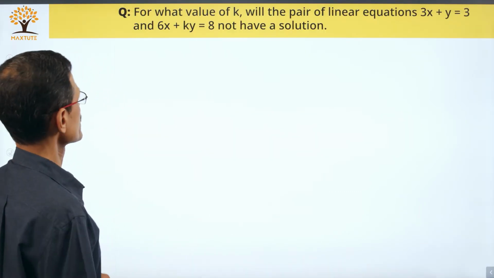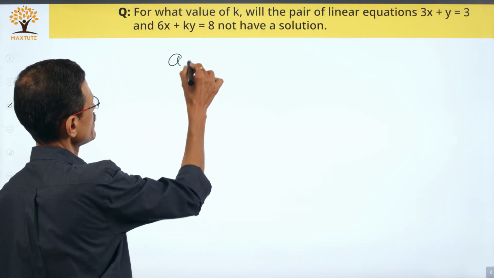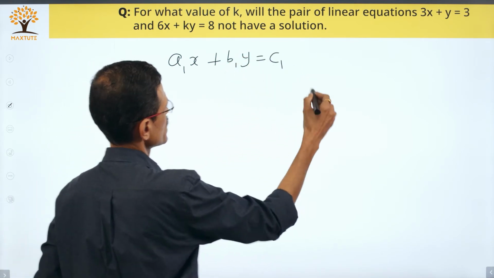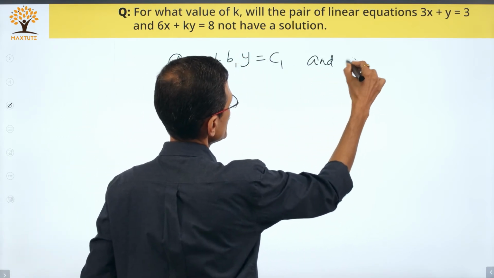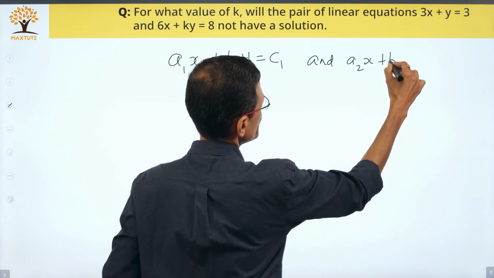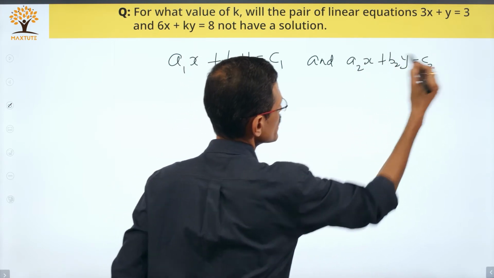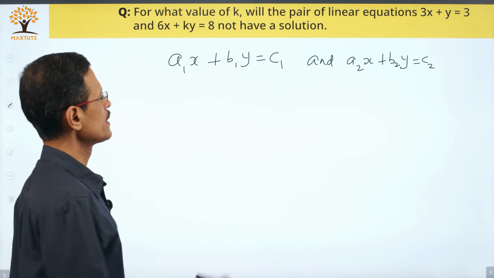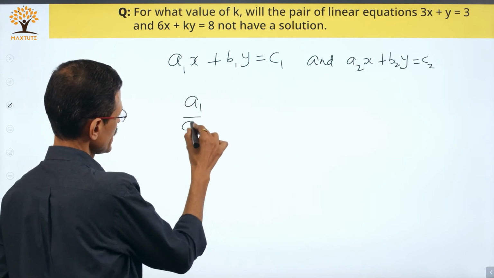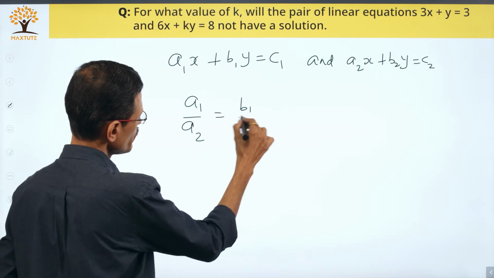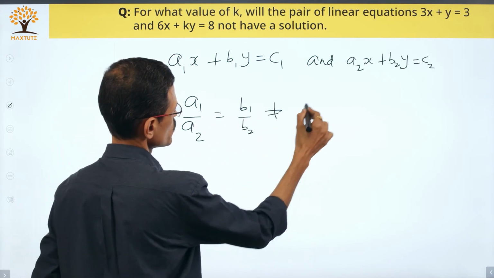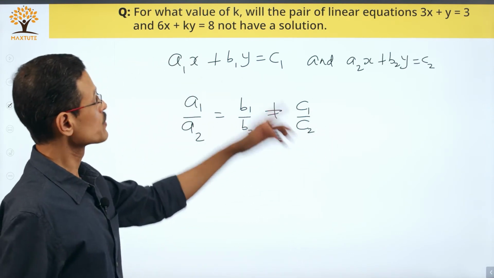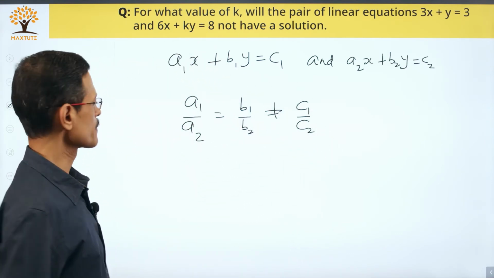Again, let's look at the generalized scenario. If you have a pair of linear equations in the form a1x plus b1y is equal to c1 and a2x plus b2y is equal to c2, this pair will have no solution if a1 by a2 is equal to b1 by b2 but is not equal to c1 by c2. I just fill in the gaps from the equations given to us.